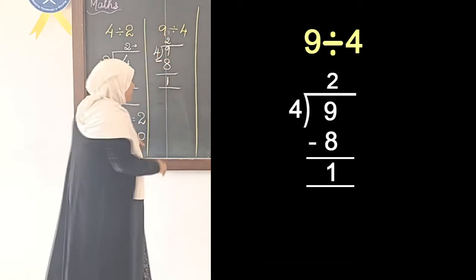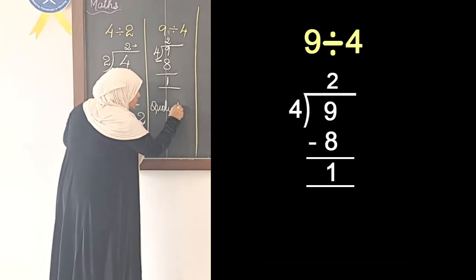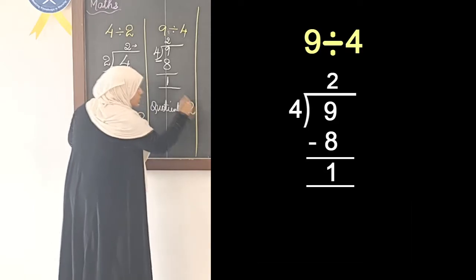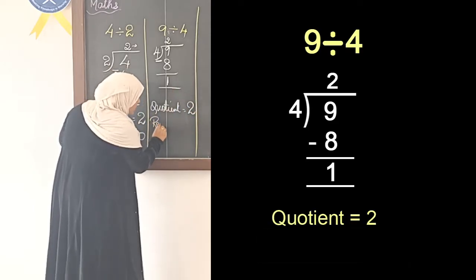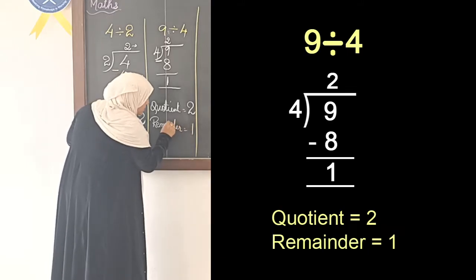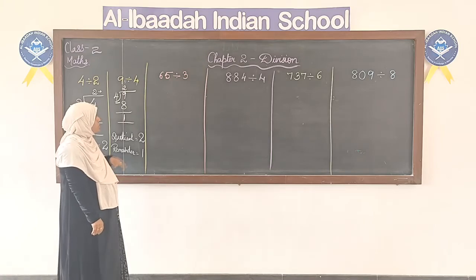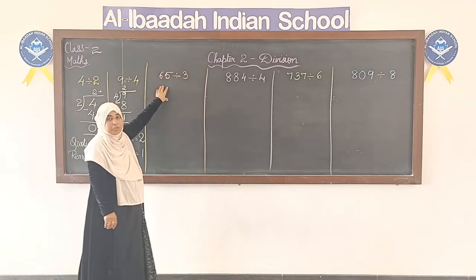The quotient that we have got is 2 and the remainder that we have got is 1. This is how we do long division. Okay. Now we'll go to the 2-digit number division, where we will be dividing a 2-digit number.